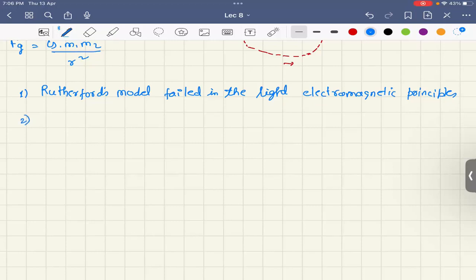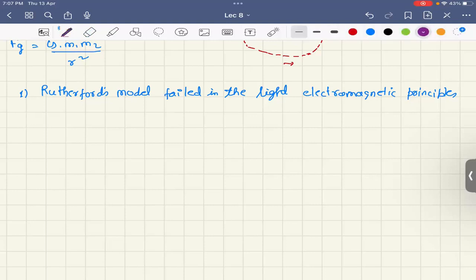Thus, unlike a planet, the electron is a charged body and it should emit radiations while revolving around the nucleus. As a result of this, the electron should lose energy at every turn and move closer and closer to the nucleus, right? So let me write this down and then we will discuss it.